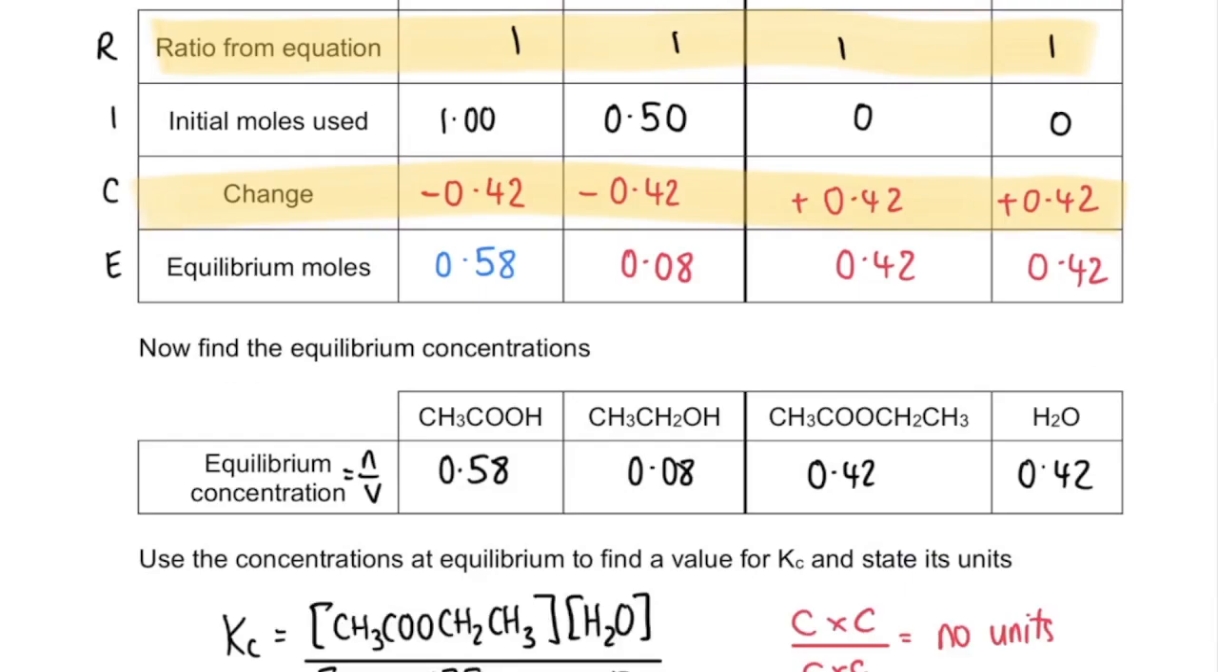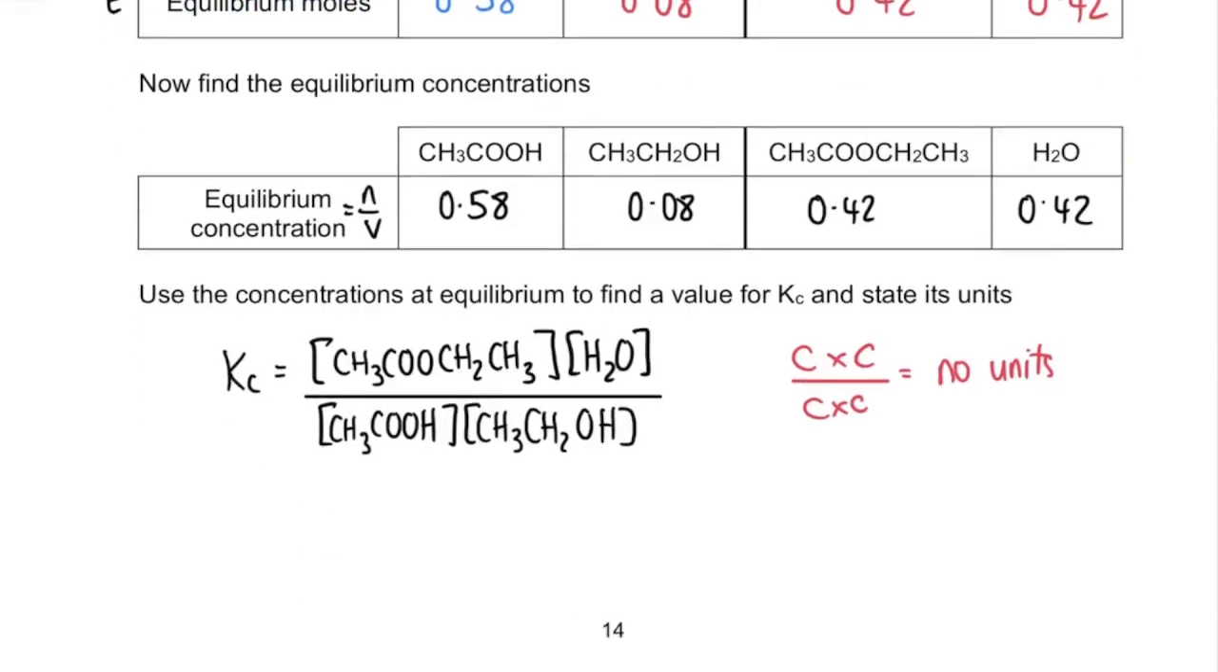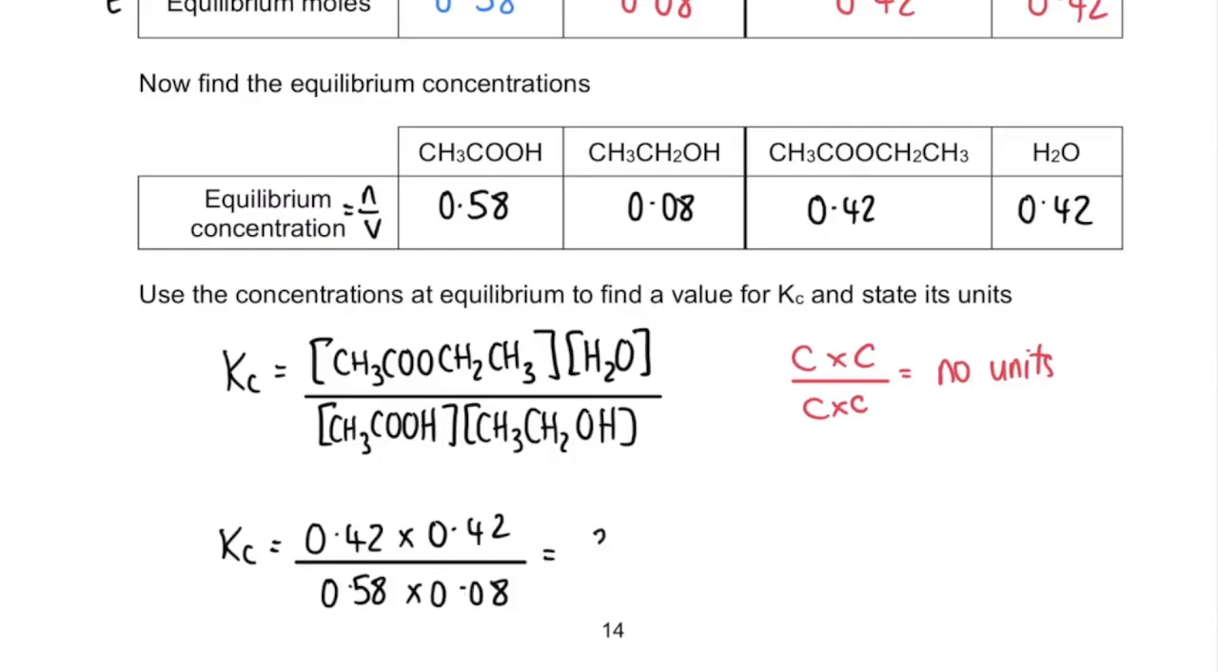So if we do that, we should see that we've got those products over the reactants. We've got no units because there's equal numbers, so we just put our numbers in and calculate it. 0.42 times 0.42 over 0.58 times 0.08, and we calculate that. I'm going to give it to two significant figures, 3.8.